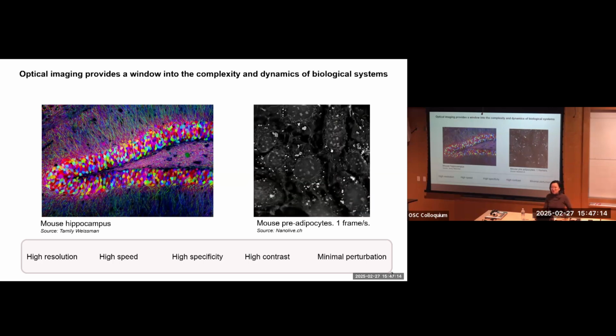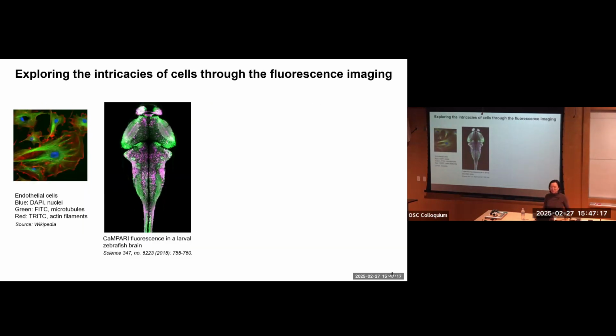Fluorescence imaging, as one of the optical imaging methods, satisfies most of the above-mentioned requirements. It enables highly specific imaging, for example, sub-cellular organelle imaging inside cells. It also enables functional imaging. For example, using fluorescent proteins, we can visualize the neuronal action potential in a living animal.